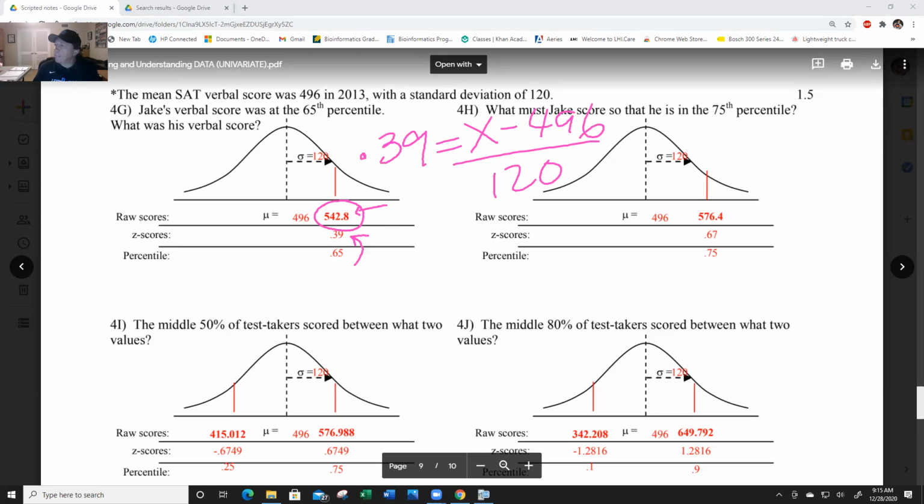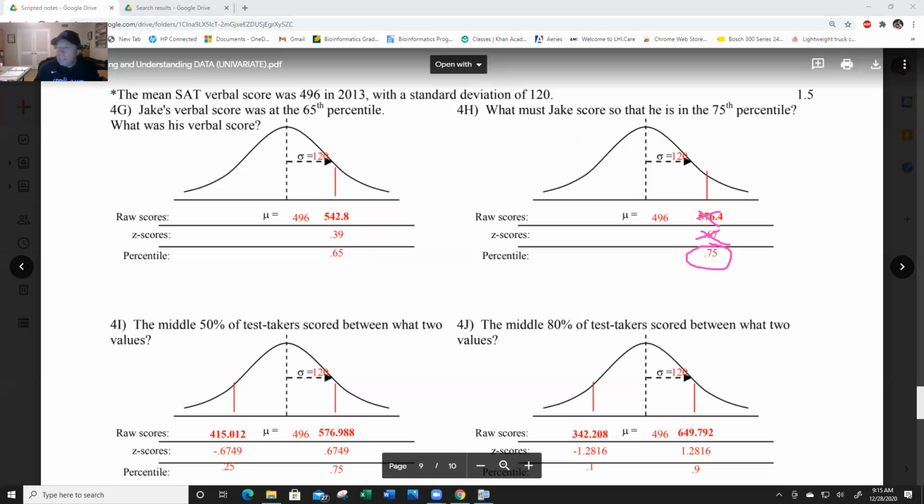Now let's do 4H. Maybe you'll get the hang of this. What score must Jake get so that he's in the 75th percentile? So when you first get this, you don't have these. You just have 496 and you have the 75th percentile, which is a little bit off, it's more like in here. Okay, you get the idea. 75th percentile. So I'm going to go backwards to get the z-score for the 75th percentile.